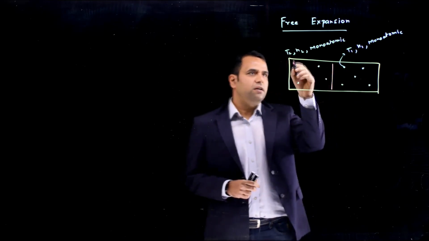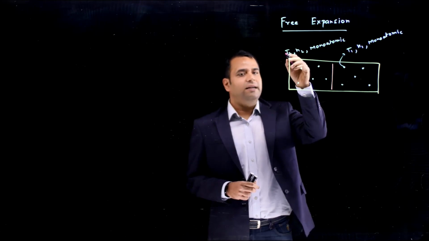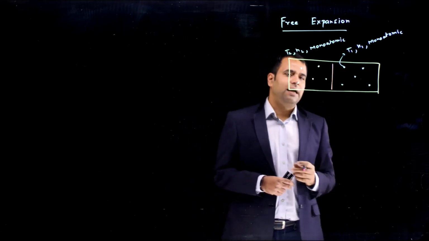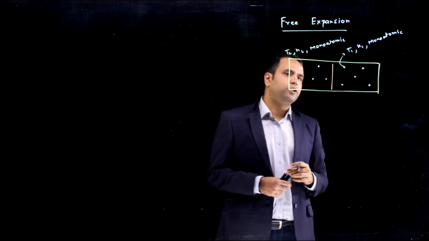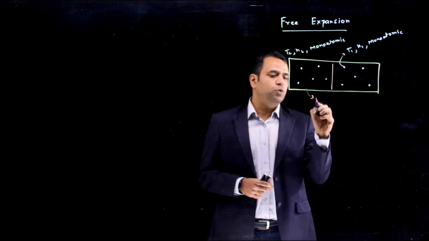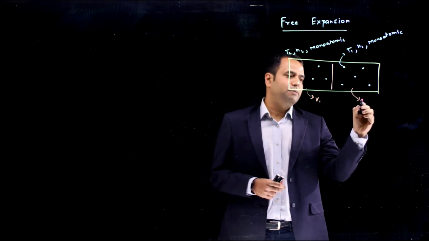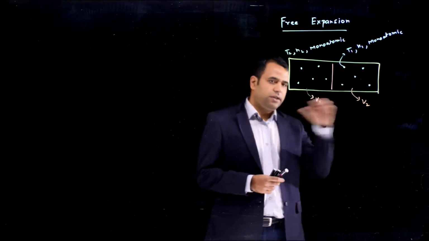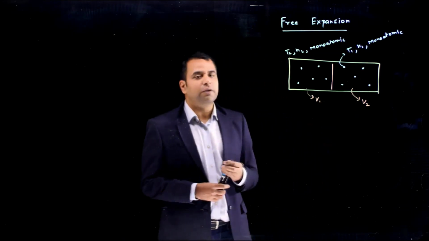Here we have N2 number of moles at T2 temperature, a monatomic gas. And here the temperature is T1 and the number of moles is N1, and it is also a monatomic gas. The volume of this chamber I am assuming as V1 and the volume of this chamber as V2. So the total volume of this insulated container is V1 plus V2.